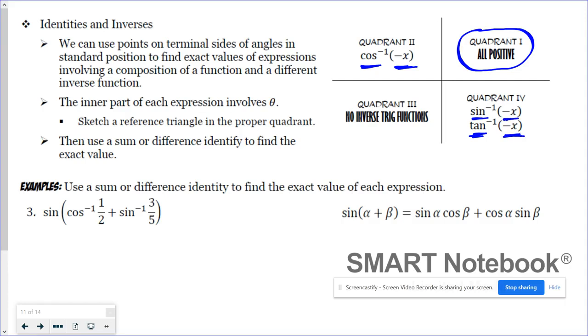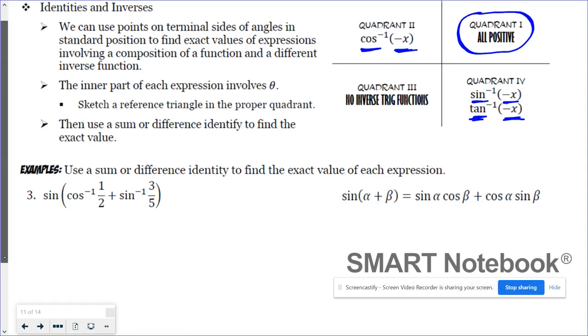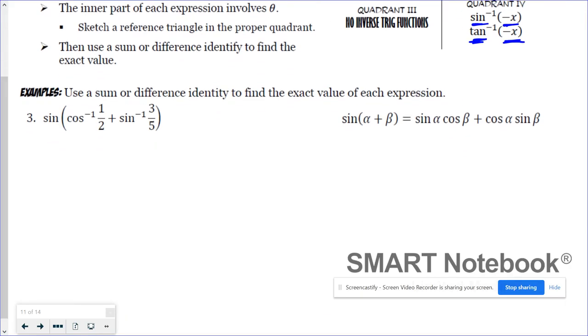And so the first two steps are the same as the previous two examples. We need to actually draw two reference triangles, one for alpha and one for beta. And so what you just need to remember about inverse trig functions is that the answer to an inverse trig function is an angle measure.